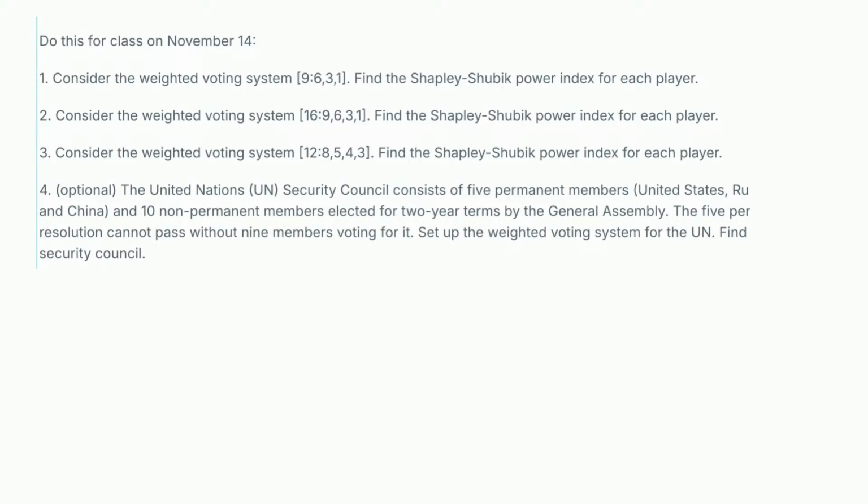So the Security Council, I mean, we could do that one for fun, since it says optional. Maybe you did it, maybe you didn't. But what I would do is think in terms of this: we have 5 A's and 10 B's. The A's are the permanent members. The B's, 1, 2, 3, 4, 5, 6, 7, 8, 9, 10, are the non-permanent members.